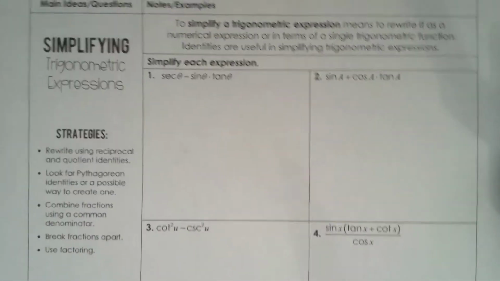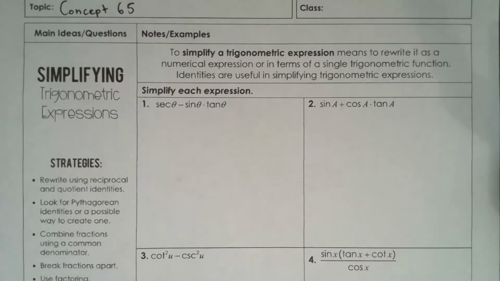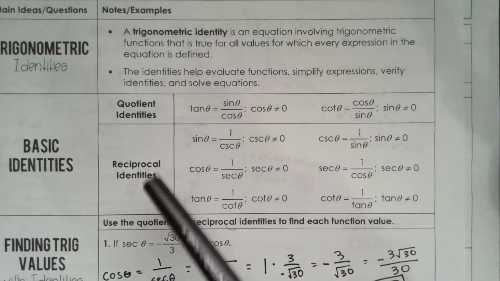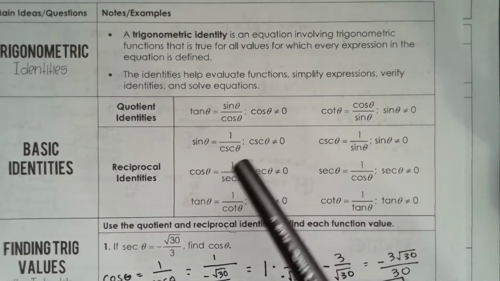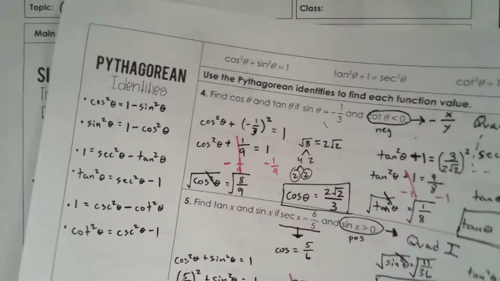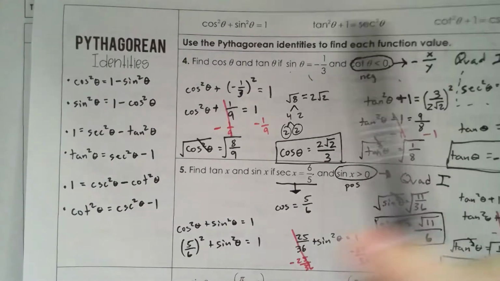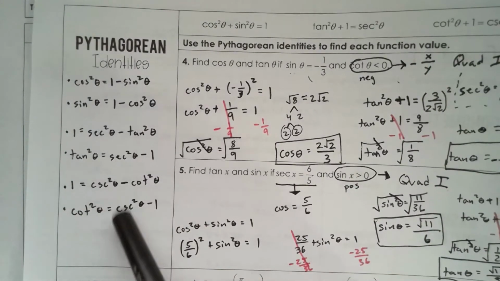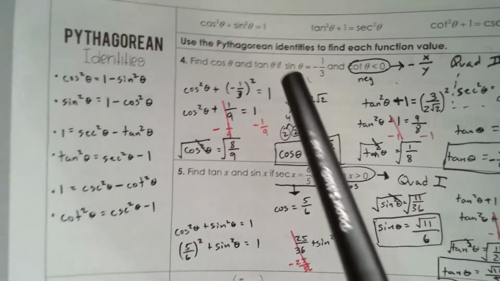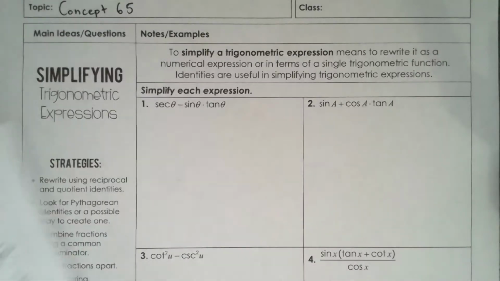Okay, I will be referencing the ones from the previous lesson a lot. The quotient identities, the reciprocal identities, and the Pythagorean identities. These three, along with the ones we have rewritten here, will be strongly referenced here.